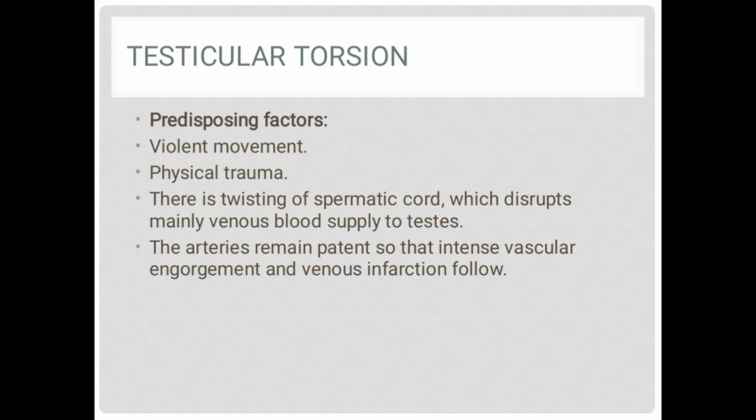Another pathology of the testis is testicular torsion, in which there is twisting of the spermatic cord, which mainly disrupts the venous supply to the testis, while the arteries are usually patent, leading to intense vascular engorgement, and venous infarction follows. Predisposing factors for testicular torsion are either violent movement or physical trauma.